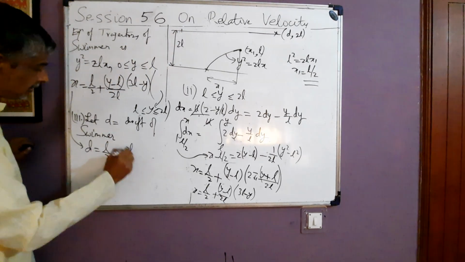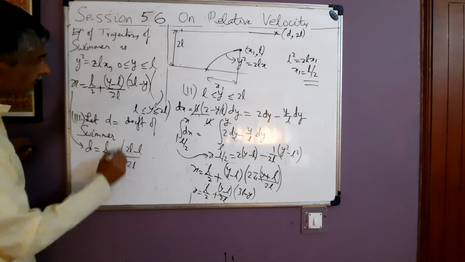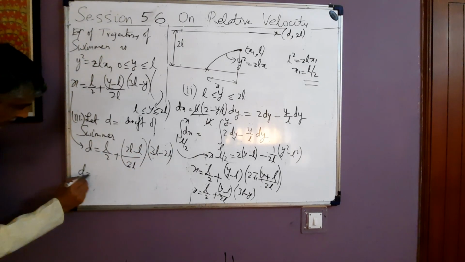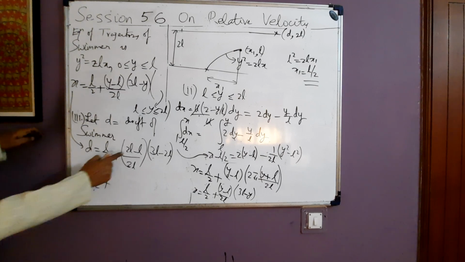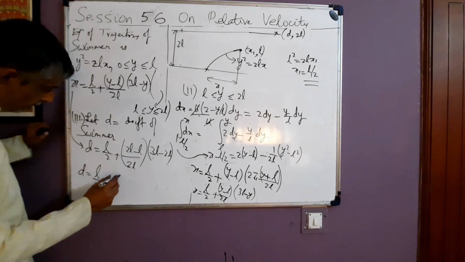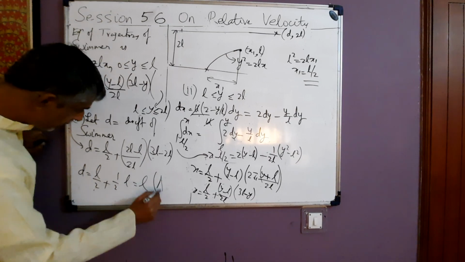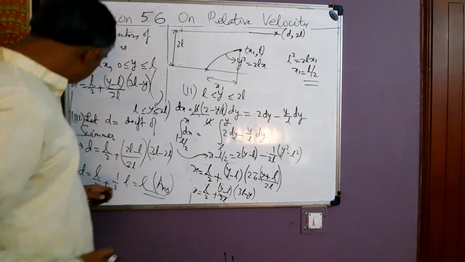2L minus L by 2L into 3L minus 2L. So d becomes L by 2 plus, this becomes 2L minus L by 2L, which is 1 by 2, and this becomes L. So it becomes L. This is the required answer to the last part of the question.